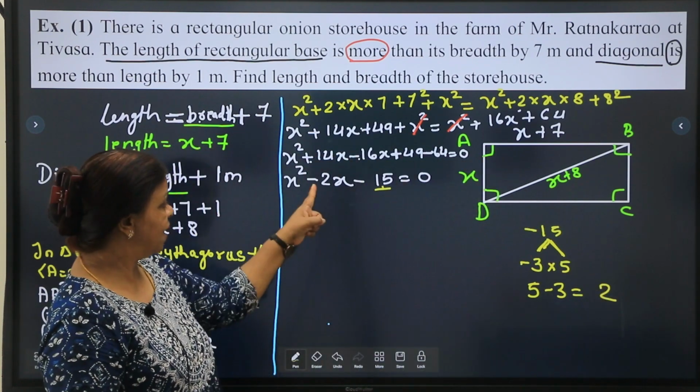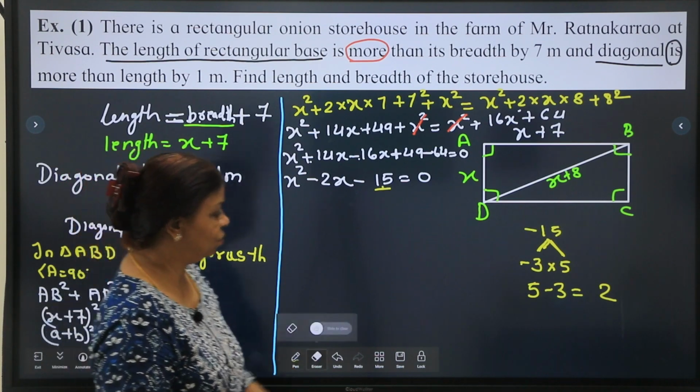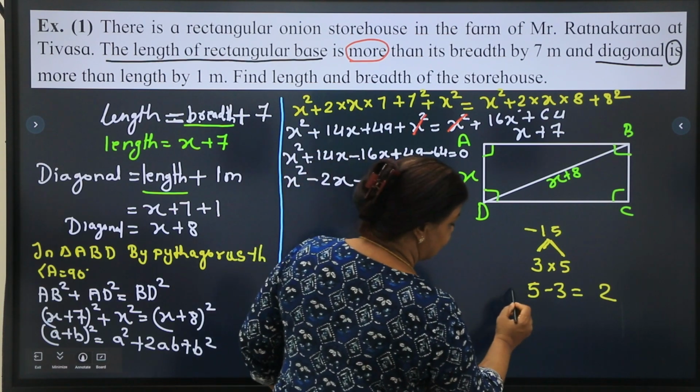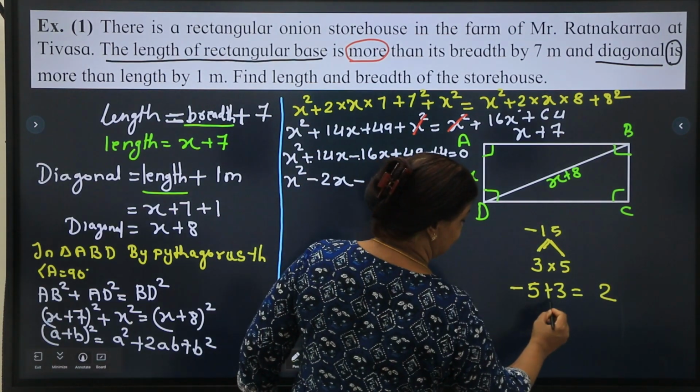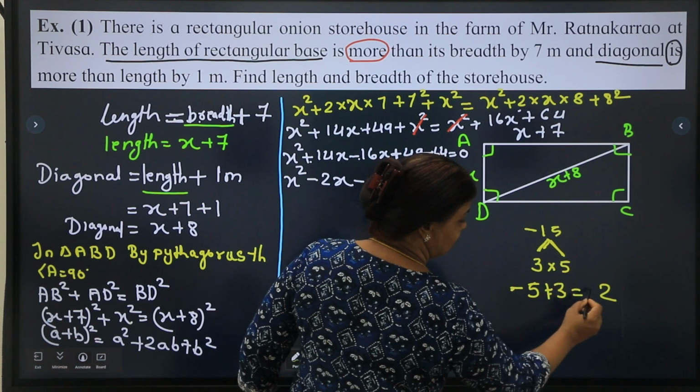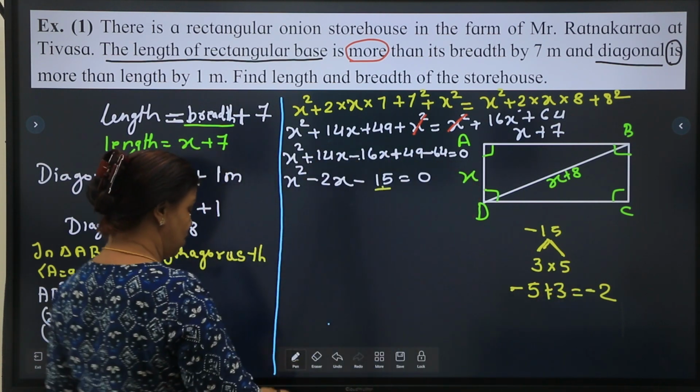Yes, I want minus 2. So, what will I do? I will not write minus here, I will write minus here and this will be plus. 5 3s are 15. Minus 5 plus 3 will be minus 2. That is what I want here.